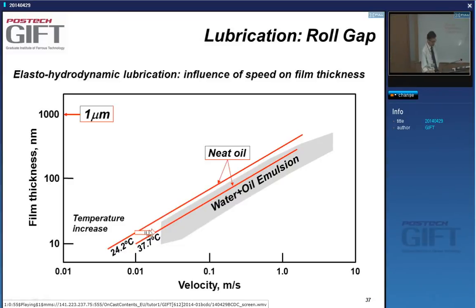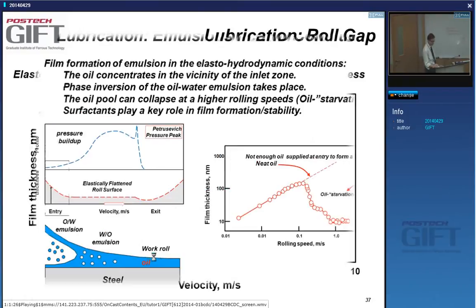And you also see the effect of the temperature. So the temperature increases. That means the viscosity decreases, and so there is a shift of this line to the right. You basically get a decrease in film thickness. Okay?